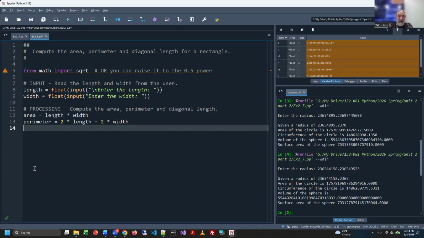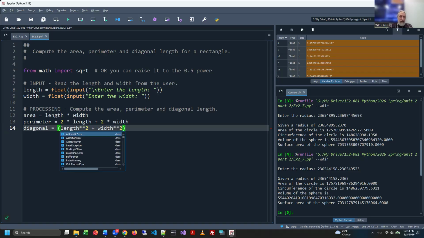All right. Then we have the diagonal. If you don't remember that formula, you can go look it up. The way that I always build it is I do it from the inside out. I do length squared plus width squared. And then I put all of that in parentheses. And then take the square root.